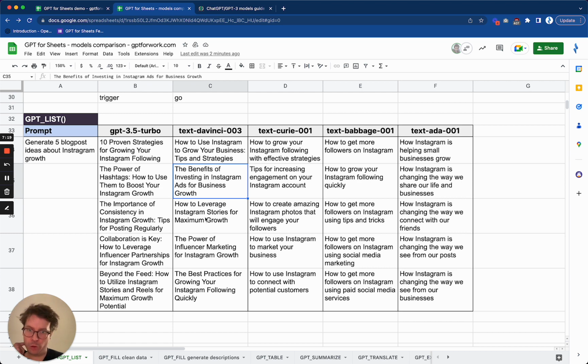Okay, not too bad, but not mind-blowing compared to Curie. Although there is more variety in there. And then ChatGPT, or GPT 3.5 Turbo: 10 proven strategies for growing your Instagram following, the power of hashtags, importance of consistency, collaboration is key, and beyond the feed. Okay, so clearly GPT 3.5 Turbo here is by far the best, provides the best variety of results. It covers the topic in more depth and breadth than all the others. So for this, use ChatGPT.